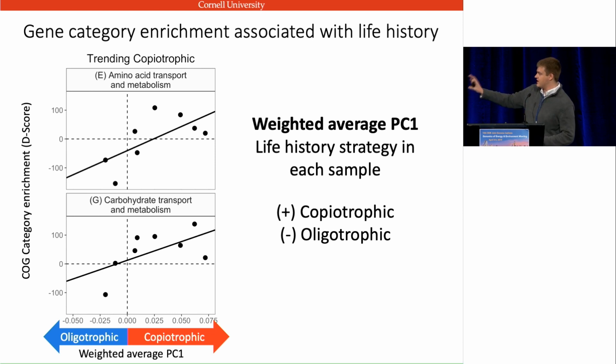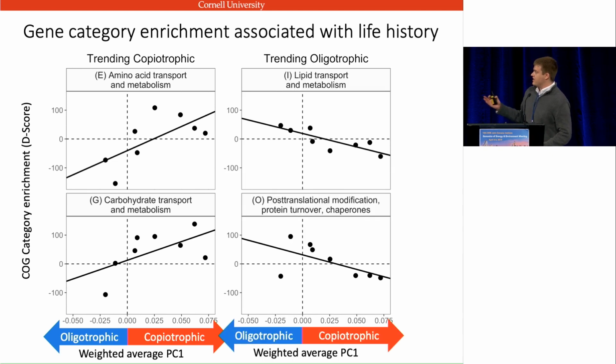And so these first two examples of COG categories seem to be associated with a more copiotrophic lifestyle. So amino acid transport and metabolism and carbohydrate transport and metabolism have a greater enrichment in samples with more copiotrophic incorporators and little to no enrichment in samples with more oligotrophic incorporators. On the other hand, lipid transport and metabolism and post-translational modification, protein turnover, and chaperones seem to be enriched in samples with more oligotrophic incorporators and might be a sign of that life history strategy.